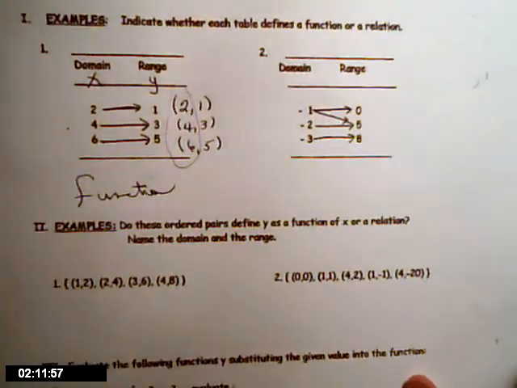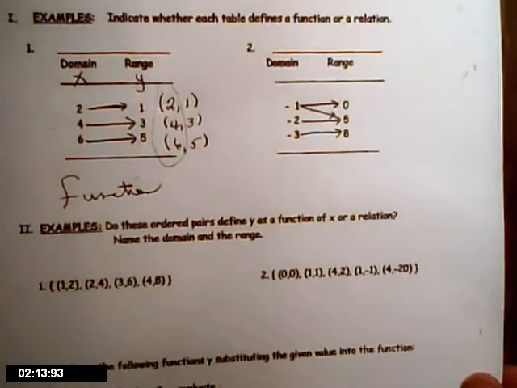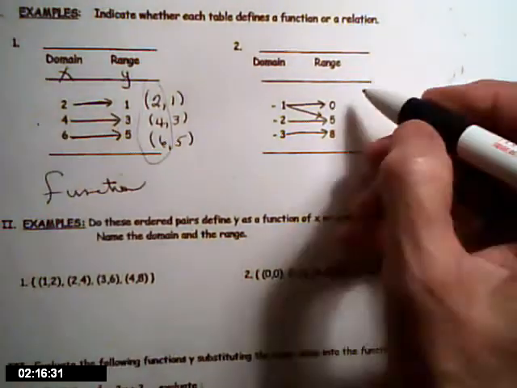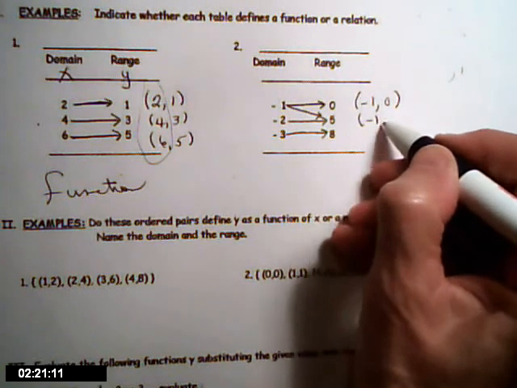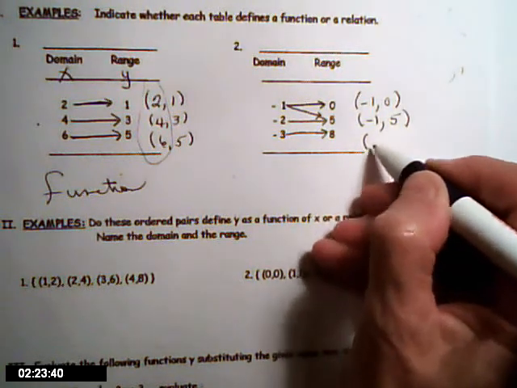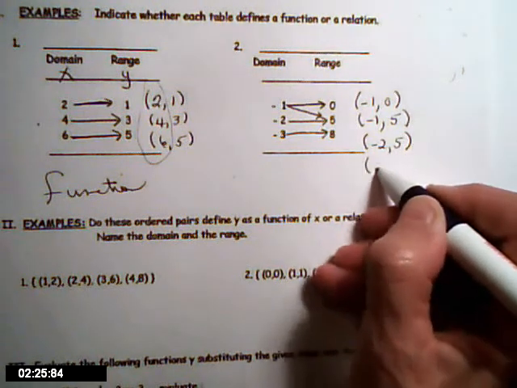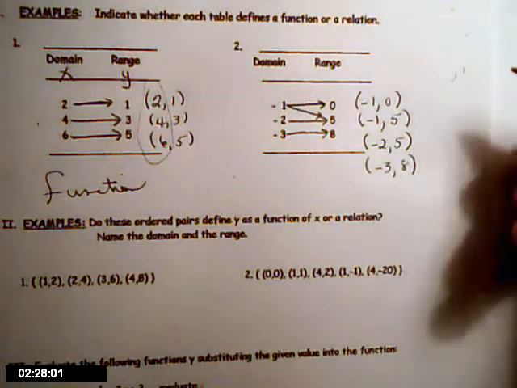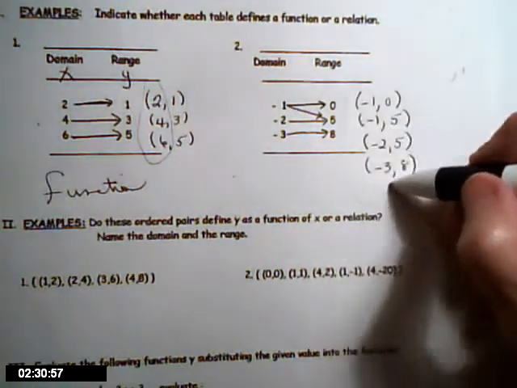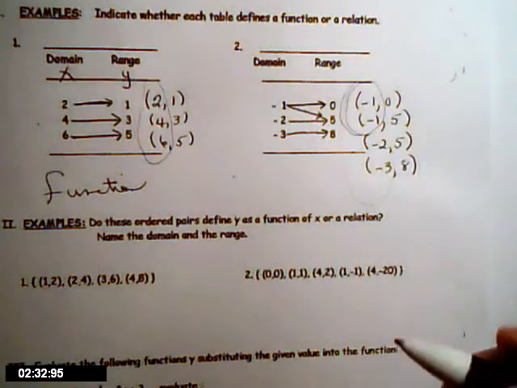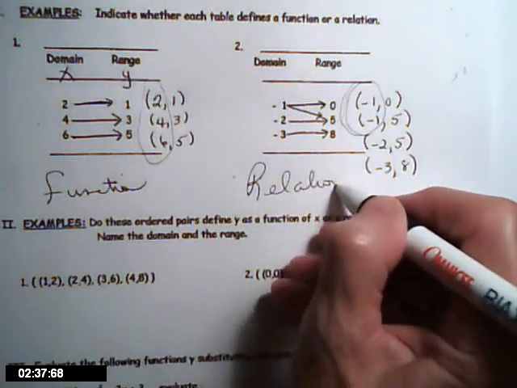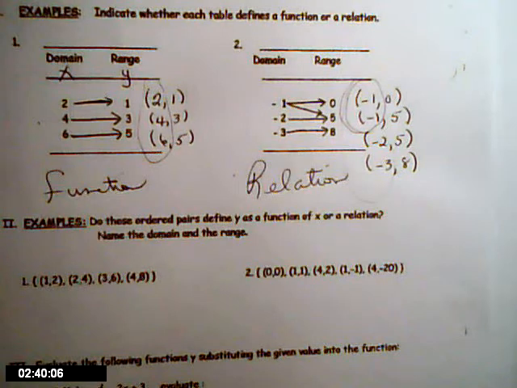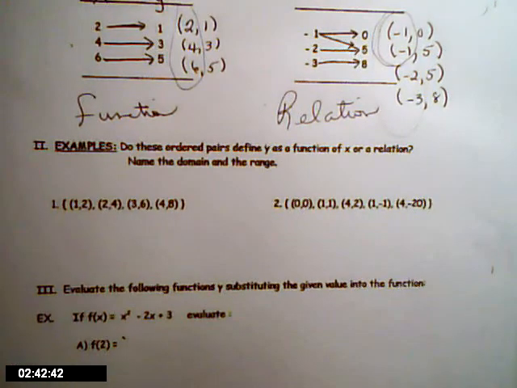As we look at the second one, again, let's look at our mapping and change these into ordered pairs. Negative 1, 0. Now again, negative 1 also maps with 5. Negative 2 with 5. And negative 3 with 8. Now in a function, remember, you look at your x's. And right here you see repeated x's. This cannot be a function. It is a relation.